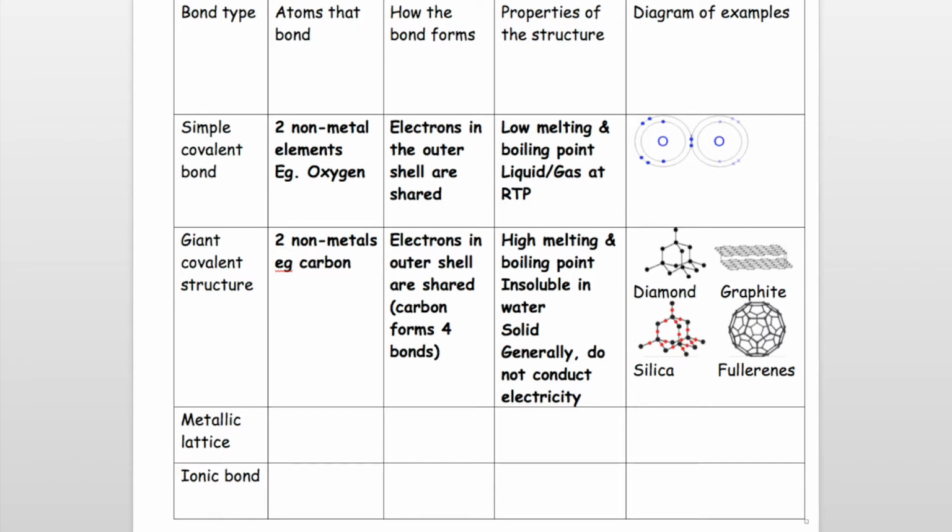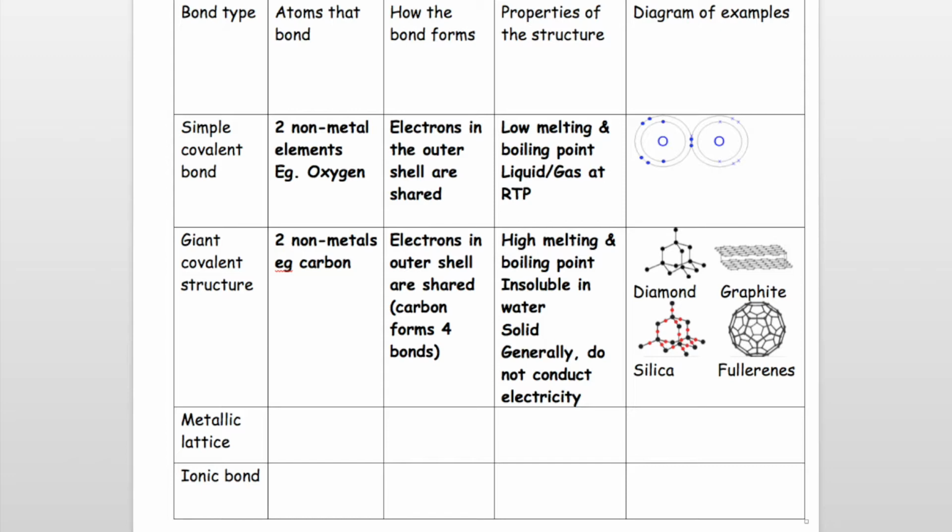Its properties are as follows: high melting and boiling point, insoluble in water, they're always solids, and they do not conduct electricity, other than graphite. This is where the relevance of the carbon bonds fit in. As carbon can form 4 bonds using its electrons, and graphite only has 3 covalent bonds, there is a spare electron. This electron is what allows graphite to conduct electricity.